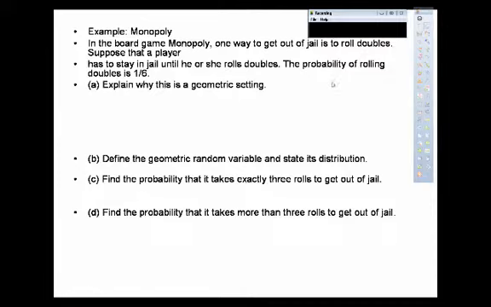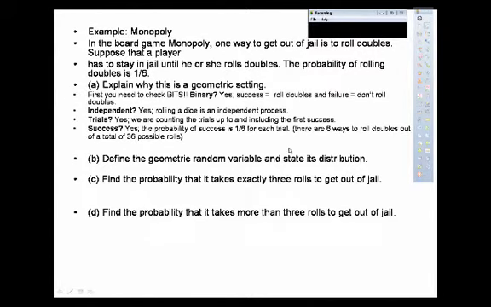Okay, again, what are we checking? We're checking BITS. So, here we go. Binary, yes. Doubles is our success. Failure would be don't roll doubles. Independent, yes. Trials, yeah, we're going to keep counting until we come up with our first success, and then we'll get out of jail. And success, yes, the probability stays the same. It's always going to be 1/6.